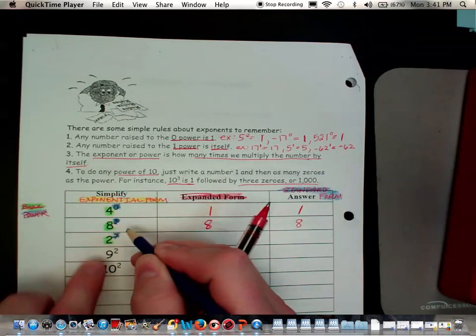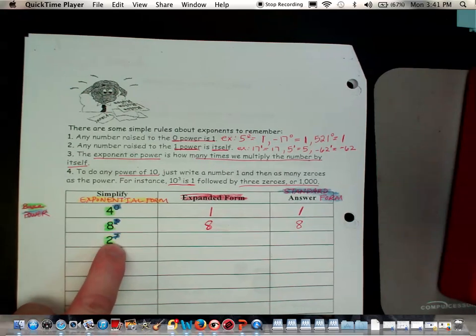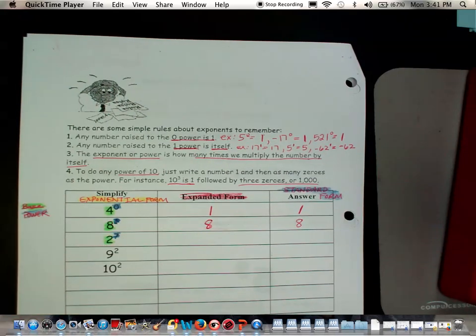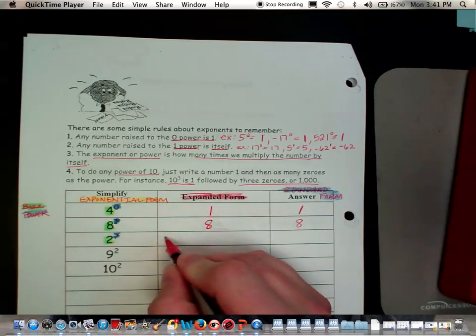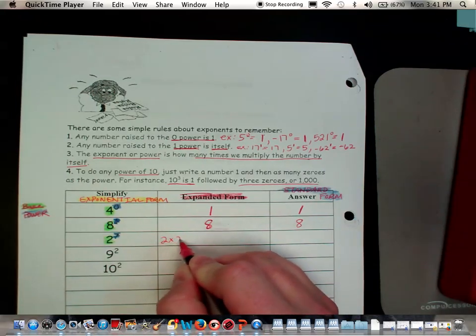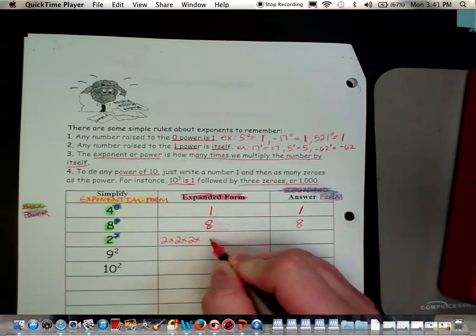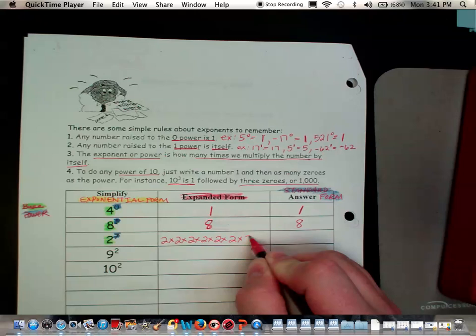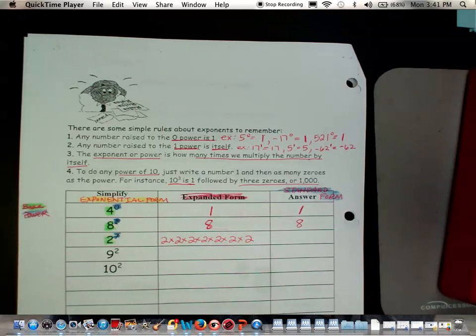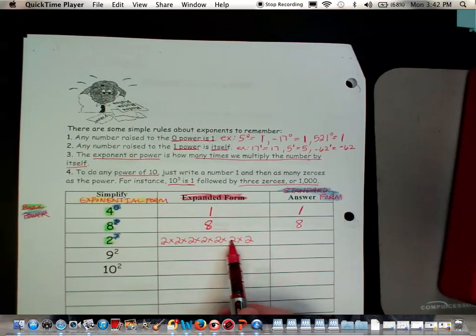So that means I'm going to take 2 and I'm going to multiply it 7 times. It's not 2 times 7. It's going to be 2 times 2 times 2 times 2. I'm going to write it out 7 times. That's it expanded. That's it in expanded form. 2 times 2 times 2 times 2 times 2 times 2 times 2. That's 7 2s. 1, 2, 3, 4, 5, 6, 7.